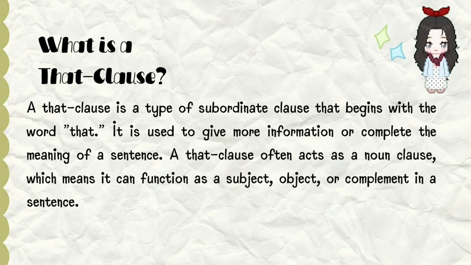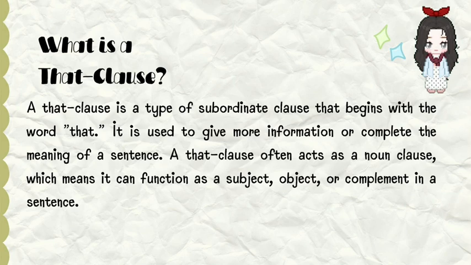So, a that clause is a subordinate clause that starts with the word that and adds extra information to complete the meaning of a sentence. It often acts as a noun clause, which means it can serve as the subject of a sentence, the object of a verb, or the complement that describes or explains something.